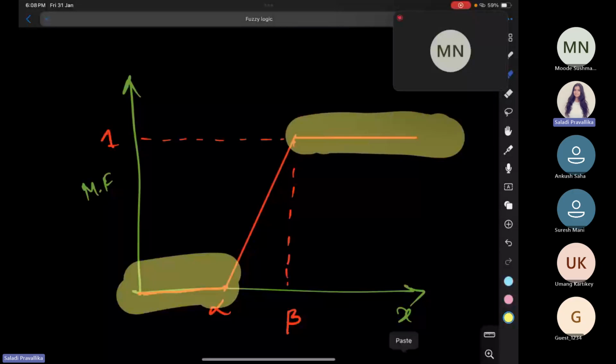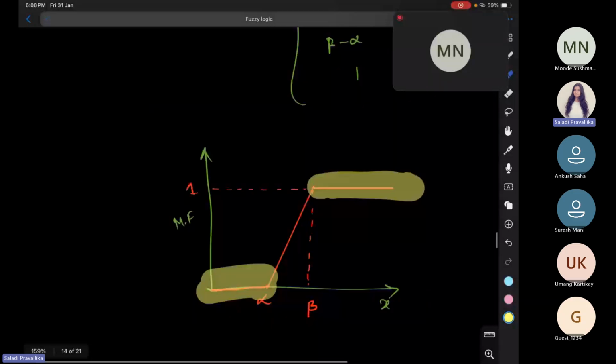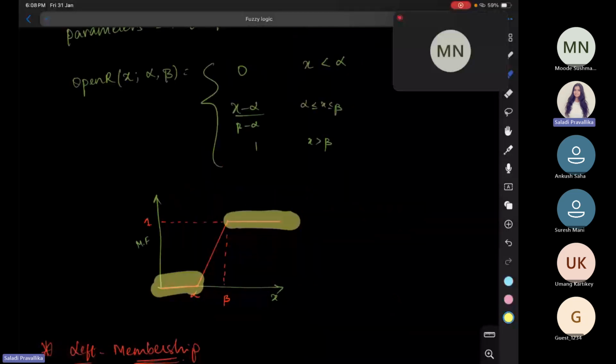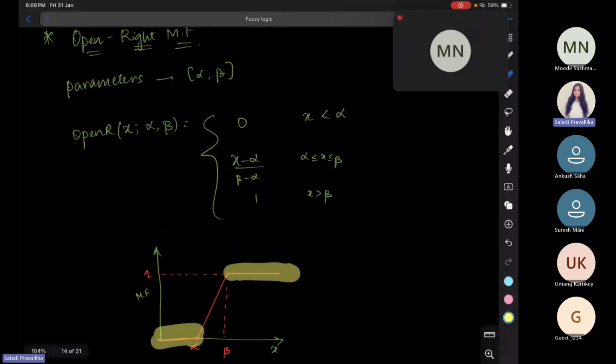And anywhere in between, it is going to be a linear relationship, right, with x minus alpha by beta minus alpha. Okay, you will be given the alpha and beta values, and also you will take the x values at different intervals, and then you can put them in that function and find the values. Okay, so this is another way of finding the membership function values.